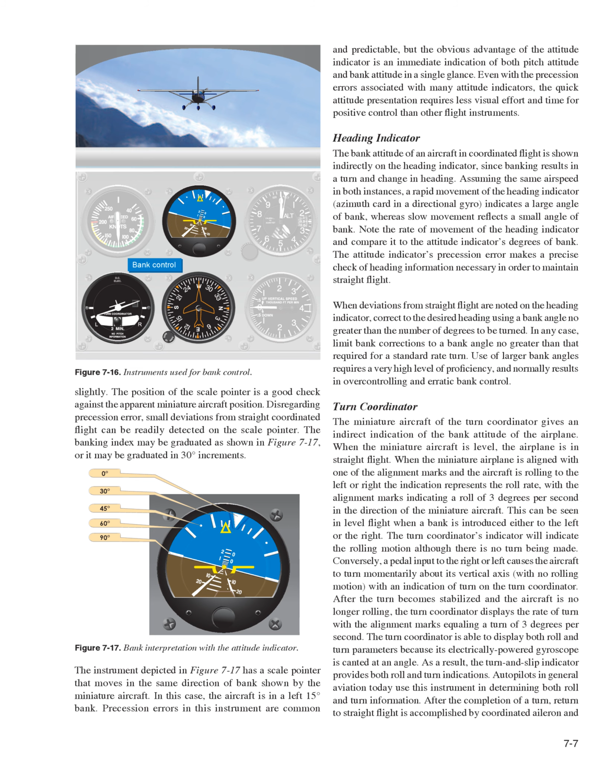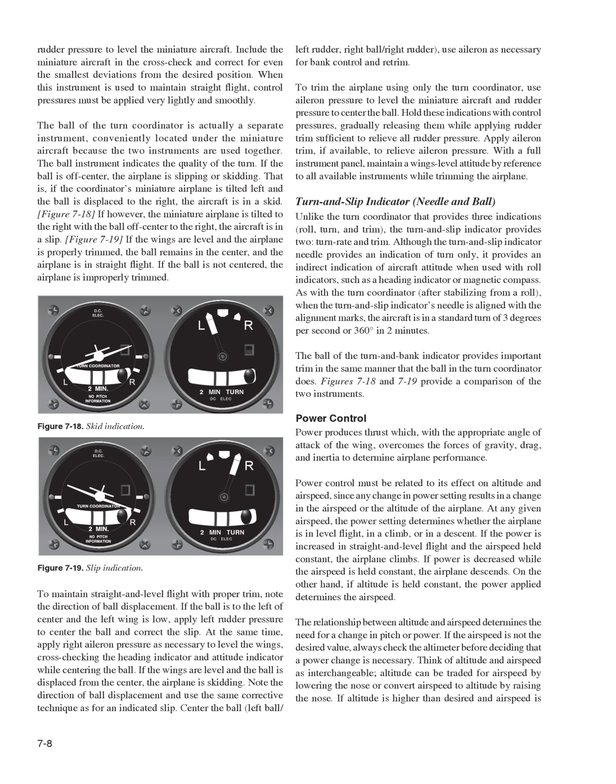The turn coordinator is able to display both roll and turn parameters because its electrically powered gyroscope is canted at an angle. As a result, the turn and slip indicator provides both roll and turn indications. Autopilots in general aviation today use this instrument in determining both roll and turn information. After the completion of a turn, return to straight flight is accomplished by coordinated aileron and rudder pressure to level the miniature aircraft. Include the miniature aircraft in the cross-check and correct for even the smallest deviations from the desired position. When this instrument is used to maintain straight flight, control pressures must be applied very lightly and smoothly.